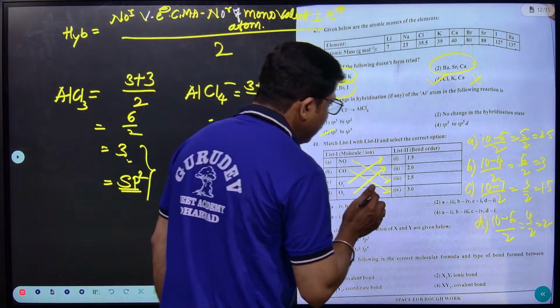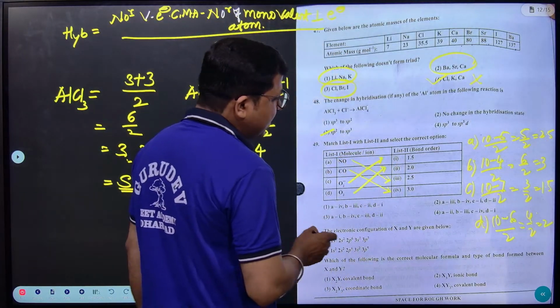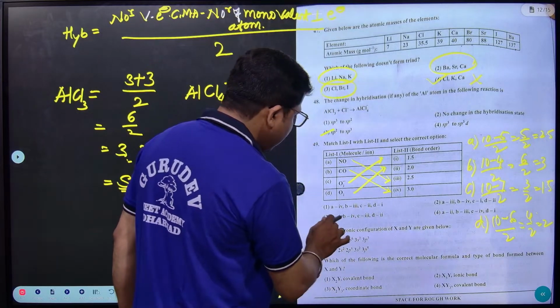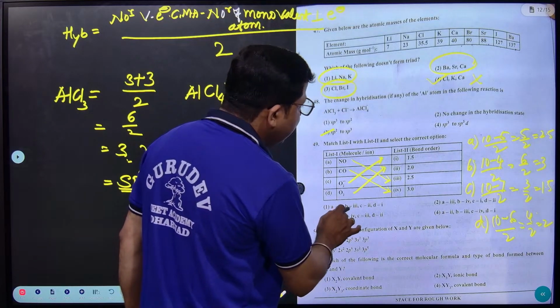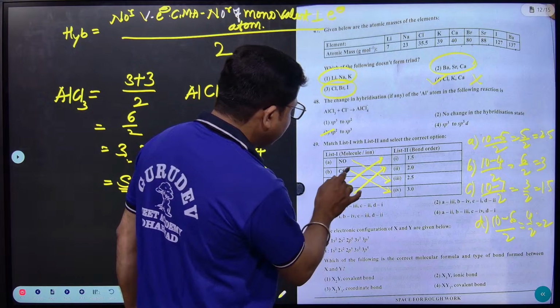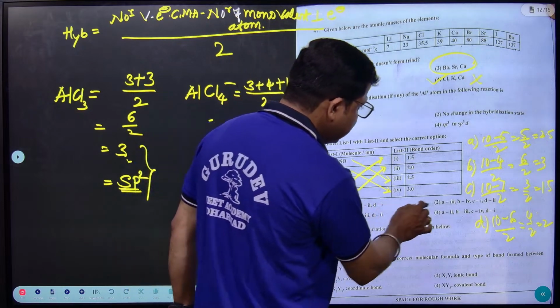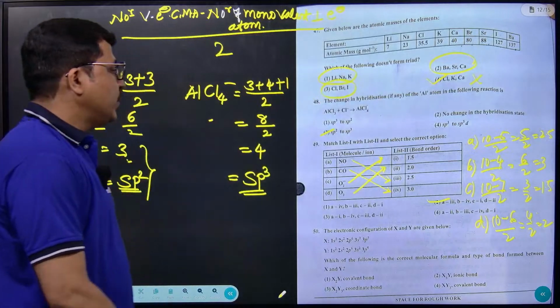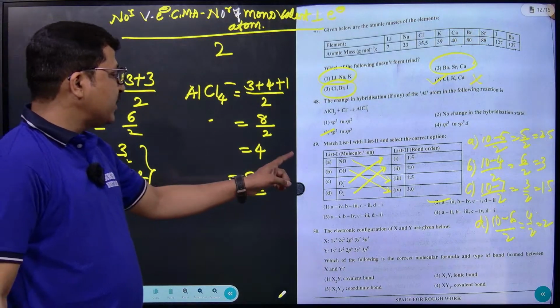From the above calculations, we got A3, B4, C1, D2. The option number 2 is the correct answer for the 49th question.